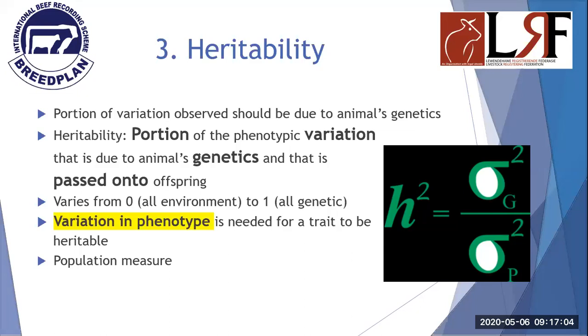So it is important that for the variation in the phenotype, what we see, there needs to be a genetic component to that. And what is also important to remember is that heritability is a population measure. So no one animal has a heritability for a trait, but for example, in Brahman, South Africa, the heritability for weaning weight might be 23% or so. So it's a population measure.